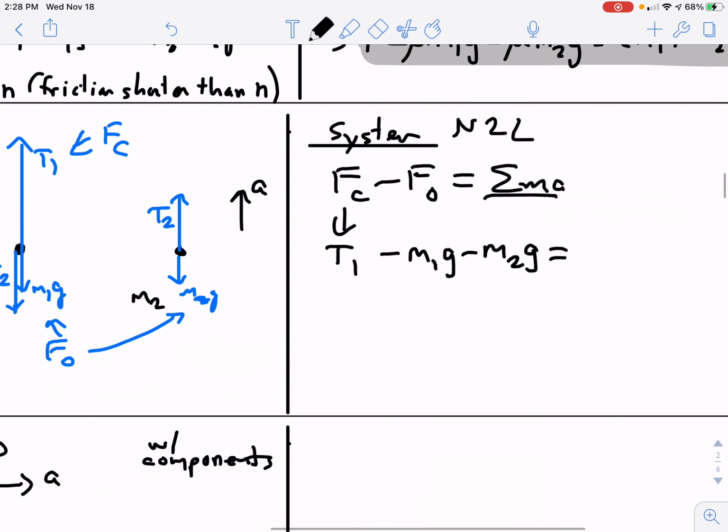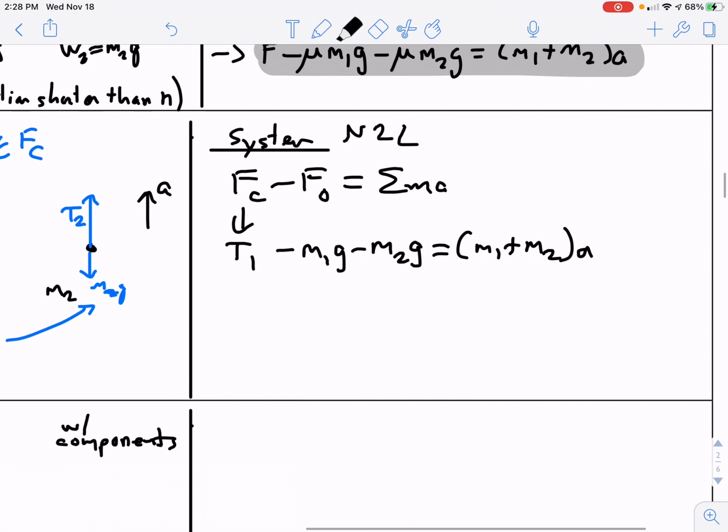equals sigma M, which means add up the masses. There's two masses. Mass 1 plus mass 2 times acceleration. This would account for the equation of the entire system in order to help find the acceleration of that system.